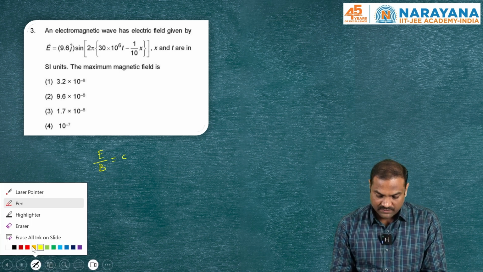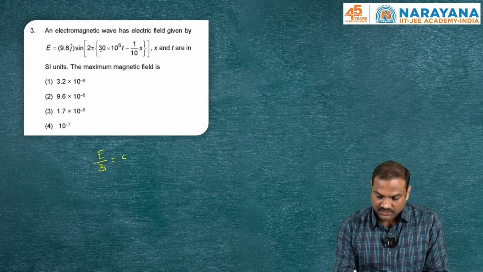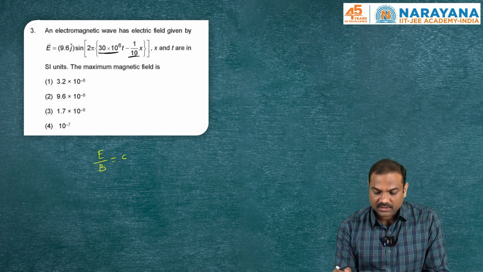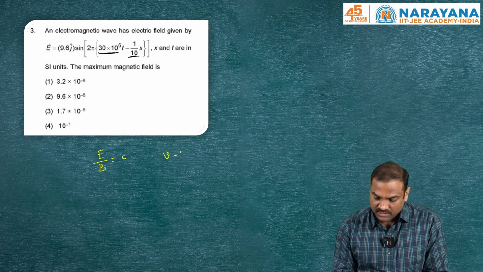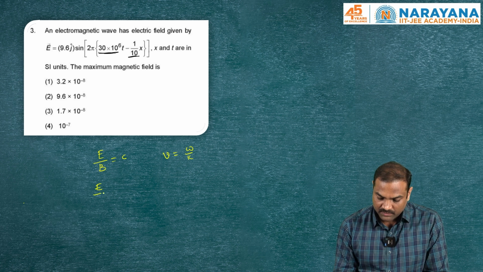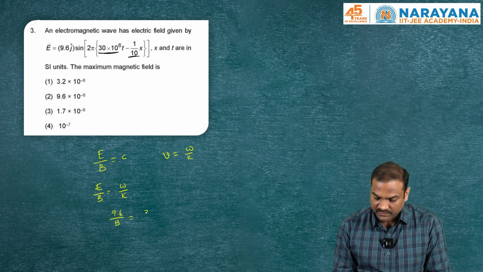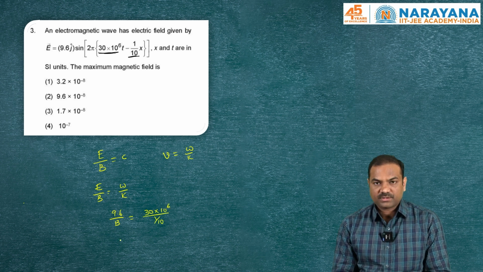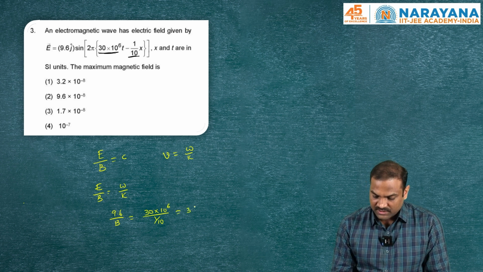So how to check the speed from the given equation? If you see this, they have given the omega value and the k value also. From these two terms, we can get the speed as omega by k. So you can write E by B is equal to simply omega by k. They have given the E value as 9.6, by B is equal to omega value 30 into 10 power 6 by the k value, 1 by 10. It almost comes to 3 into 10 power 8, the C value only. So we can judge that it is in vacuum, so it is 3 into 10 power 8.